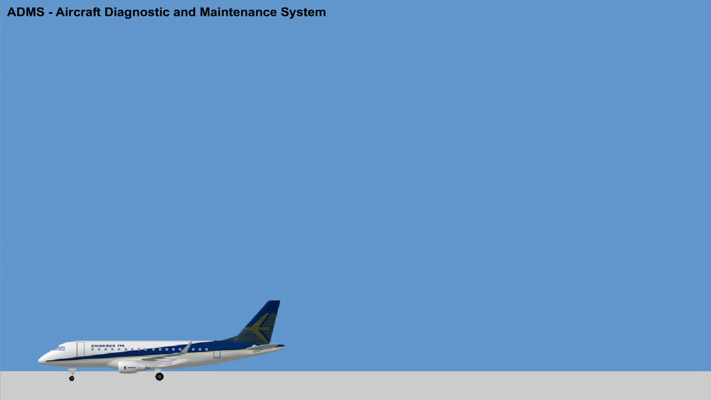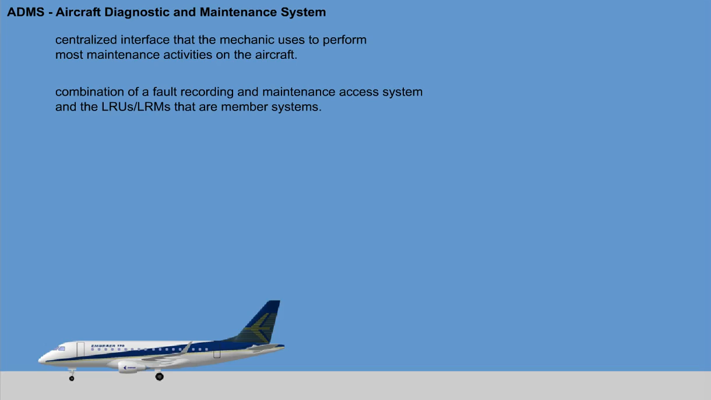ADMS, Aircraft Diagnostic and Maintenance System. The Aircraft Diagnostic and Maintenance System is a centralized interface that the mechanic uses to perform most maintenance activities on the aircraft. The maintenance system is a combination of a fault recording and maintenance access system and the LRUs, LRMs that are member systems.